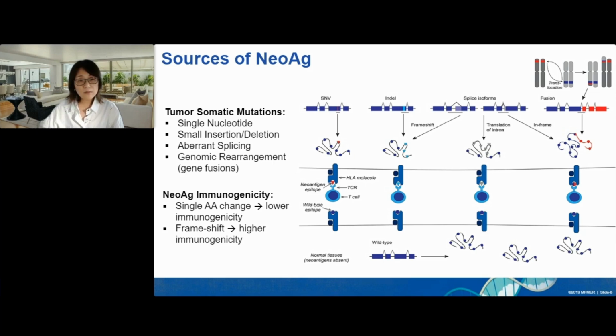Some only harbor a single amino acid change. Others, due to protein fusion or translational frame shifting, can be very different or entirely new compared to wild-type proteins, which are generally more immunogenic. Later, I will describe some of the algorithms we developed in-house to identify these potent neoantigens.